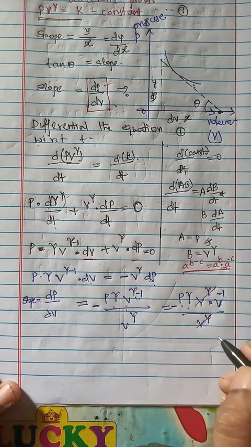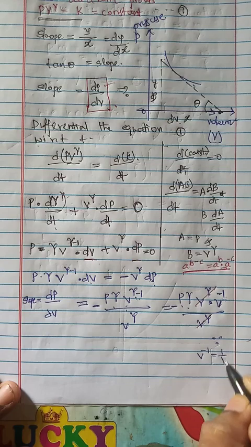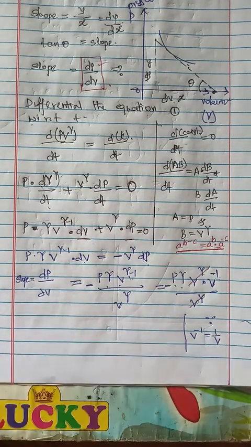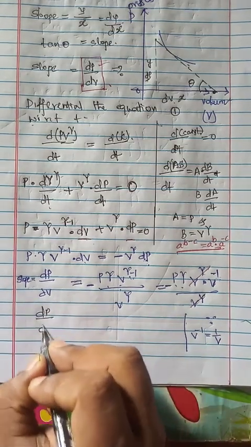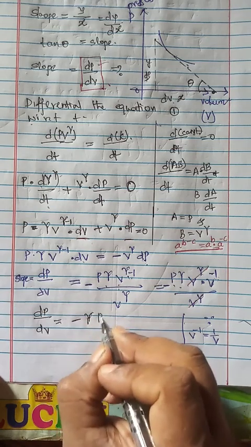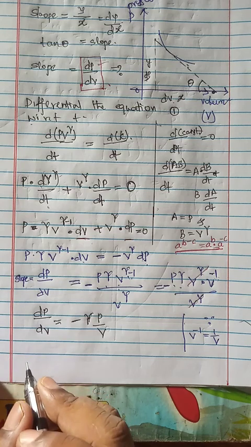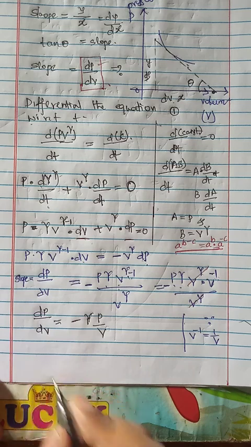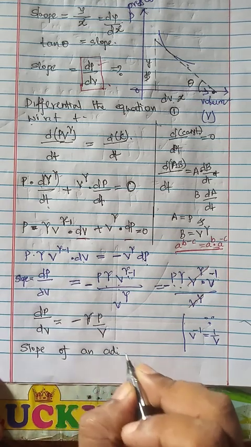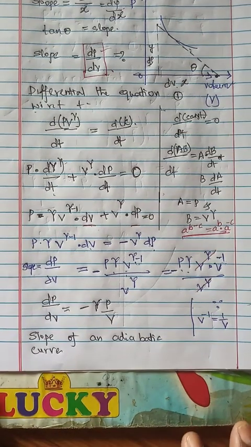What is remaining? Since V to the power minus 1 is 1 by V, this equation becomes dP by dV is equal to minus gamma P by V. Minus gamma P by V. So this is nothing but the slope of an adiabatic curve.